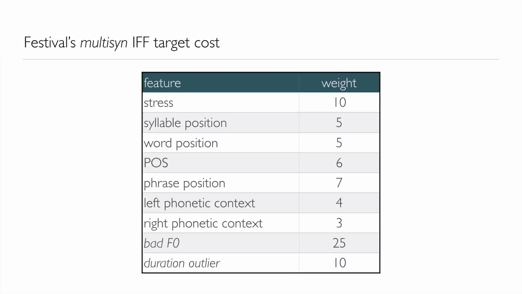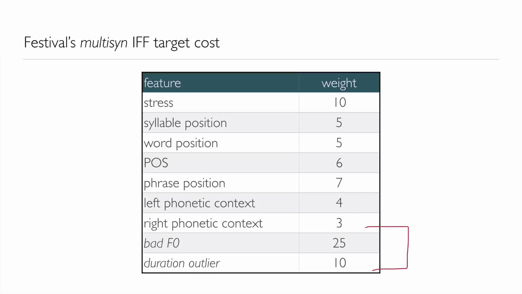So, for example, in Festival's multisyn unit selection module, these are the weights. So we can see, for example, that a mismatch in left phonetic context incurs a slightly higher penalty than a mismatch in right phonetic context. And that's capturing our knowledge of coarticulation, that the left context has a stronger effect on the current sound than the right context. Where do these weights come from? Well, they're set by hand, by listening to a lot of synthetic speech and tuning the weights. That's quite hard to do. That's obviously a very skilled thing, but currently that's the best method for picking those weights.